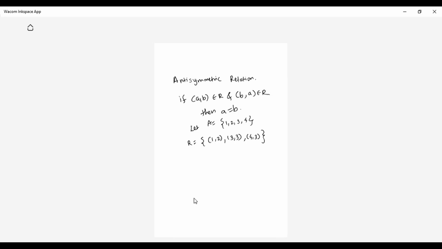Okay, if A comma B is there, then B comma A should not be there. But if A comma B is also there and B comma A is also there, then A and B should be equal. A comma B and B comma A can both be there, but in what case? When A is equal to B. Now suppose R is equal to 1 2, 3 3, 4 3, right?